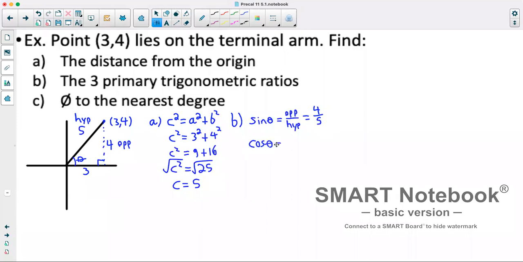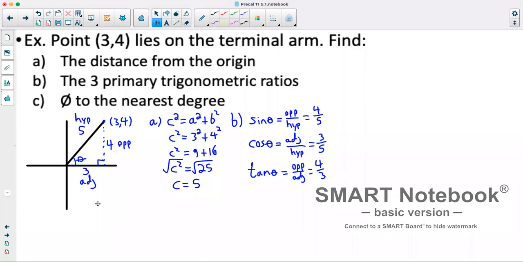Cos of our angle, we know, is equal to our adjacent side divided by our hypotenuse. Our adjacent side would be this side here, so that's 3 over 5. Next, we have tan of our angle, which is our opposite over our adjacent. Our opposite is 4, and our adjacent is 3.